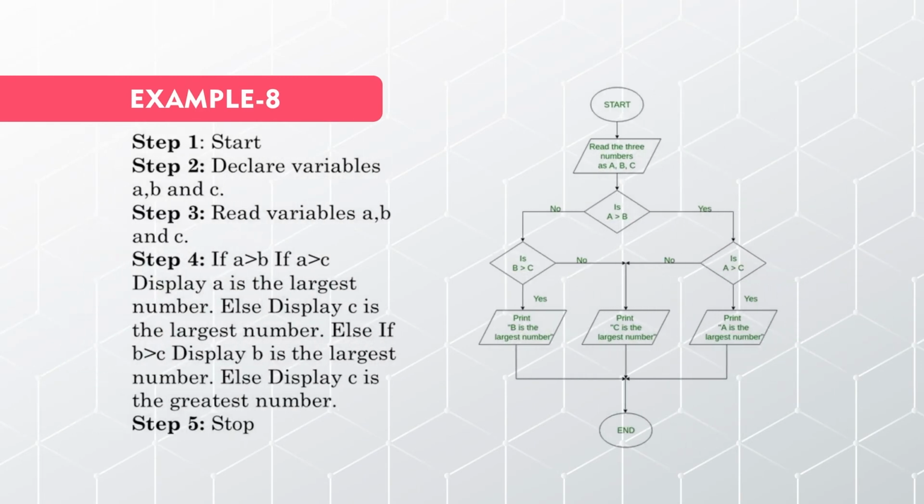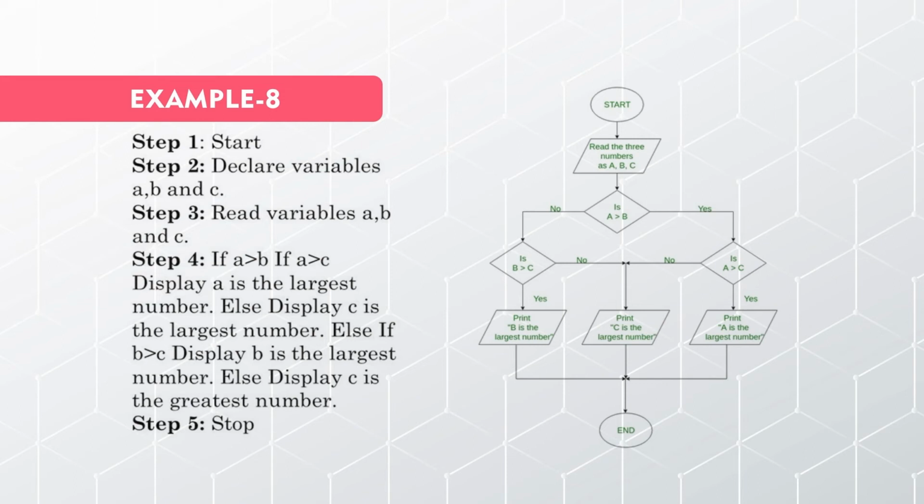Now let us discuss one more problem. It is a very simple problem but quite interesting: how to determine the largest among 3 numbers. The algorithm goes in this way: we declare 3 variables A, B and C. So we read these variables.